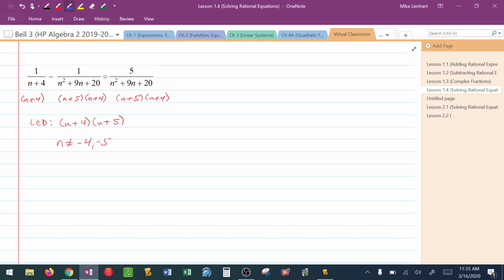All right, play the game. Start with 1. I am missing n plus 5. And again, that was from the first fraction. Second fraction, I have minus 1. Compare its denominator to the LCD. I'm not missing anything. Multiply by 1. Go to the third fraction, 5. Look at its denominator compared to the LCD. I'm not missing anything. Multiply by 1. So this gives me n plus 5 minus 1 equals 5. Or n plus 4 equals 5. Subtract 4. N is 1.